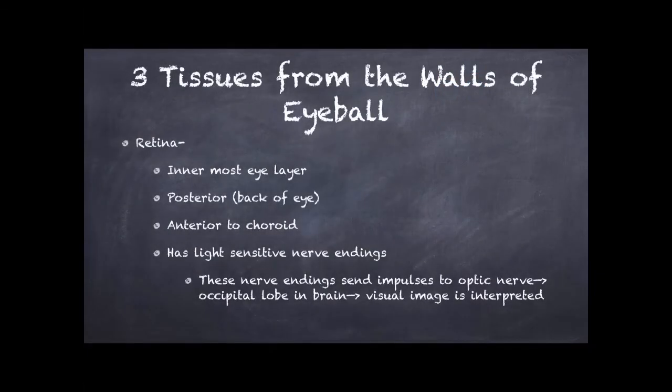All right, guys, the retina is the innermost layer of the eye. This is going to be all the way in the back, so the posterior part, but it's also going to be anterior to the choroid. And this is where you have a lot of light-sensitive nerve endings. And these nerve endings are going to send the impulses that you get from the visual images through the optic nerve. The optic nerve is then going to convey the message to the occipital lobe that is in your brain, which is where the visual image is actually interpreted.